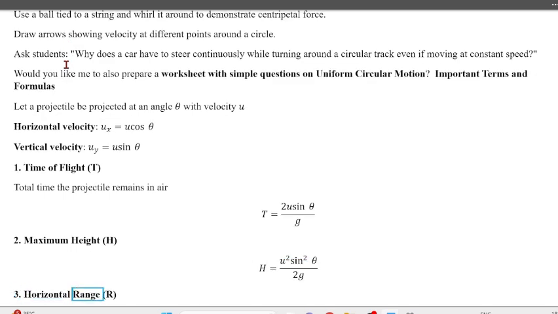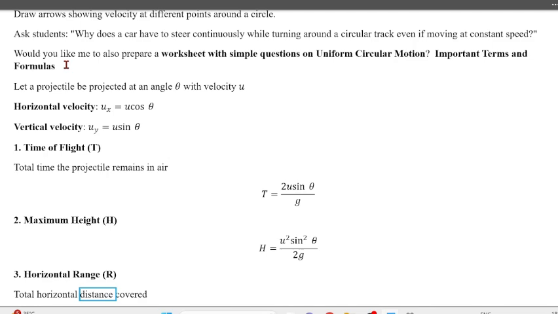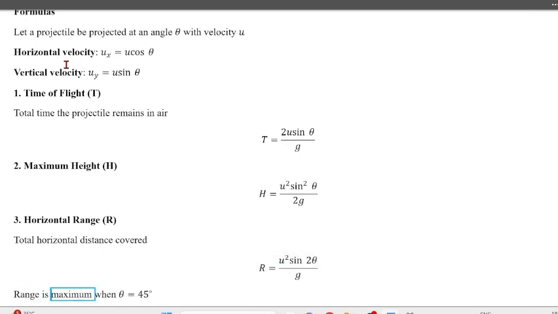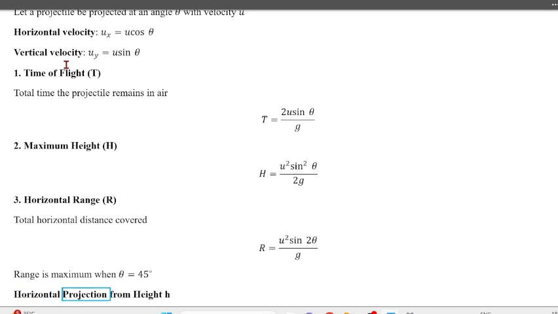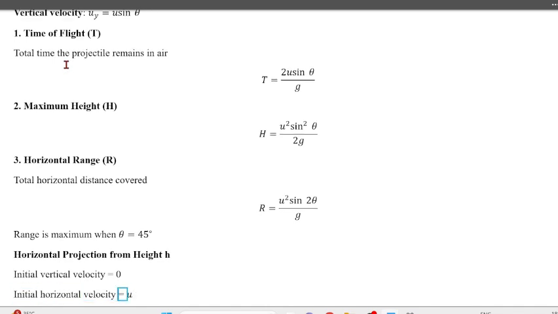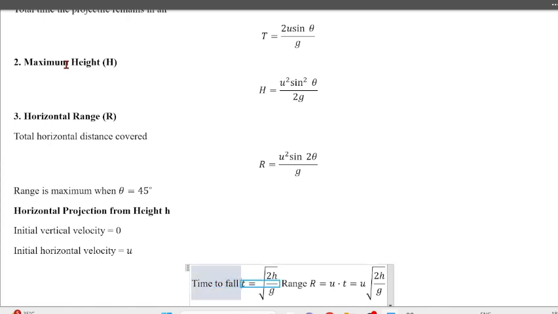Three, horizontal range R: total horizontal distance covered. R equals u squared sin 2 theta over g. Range is maximum when theta equals 45 degrees. Horizontal projection from height h: initial vertical velocity is equal to 0, initial horizontal velocity is equal to u. Time to fall equals square root of 2h over g. Range R equals u times square root of 2h over g.